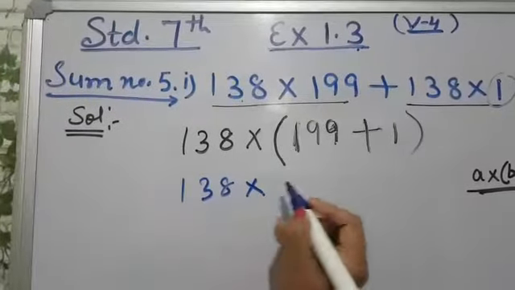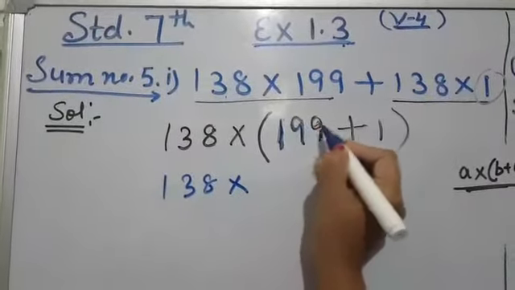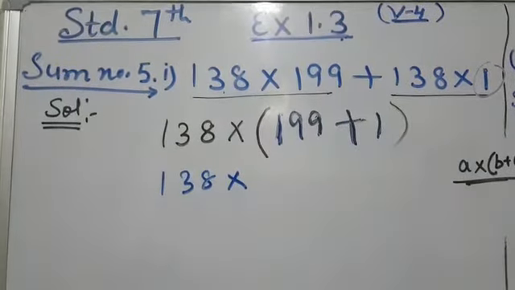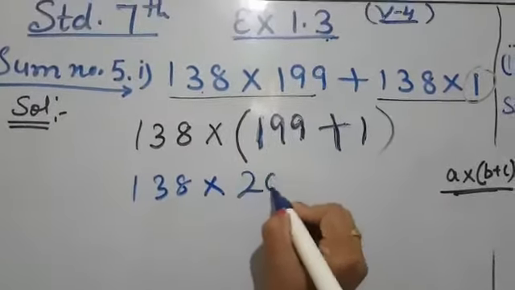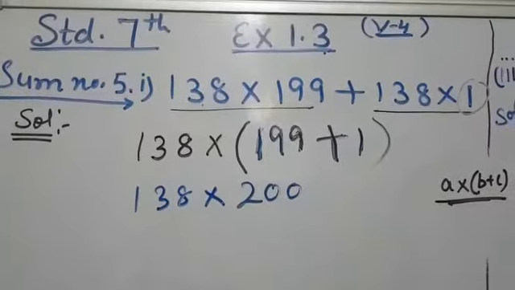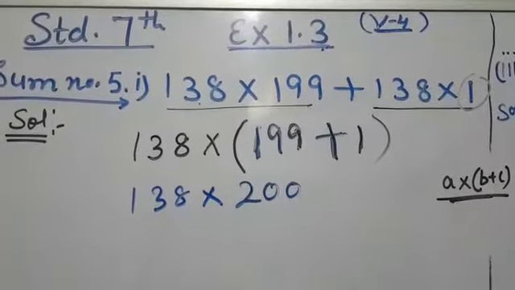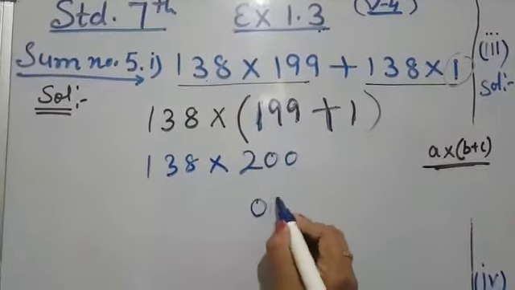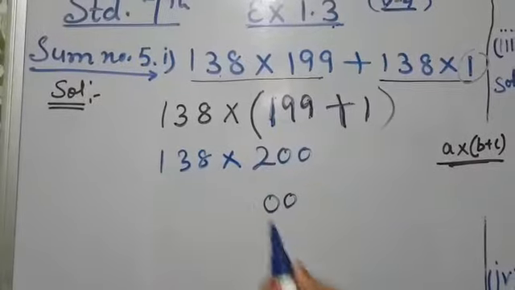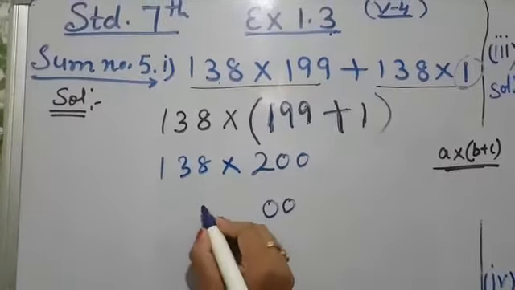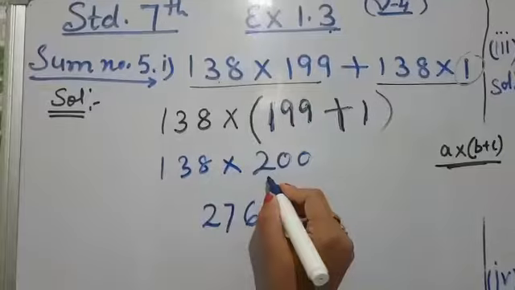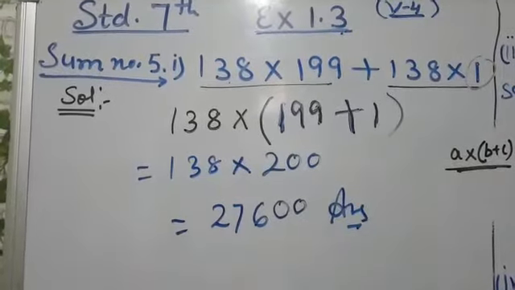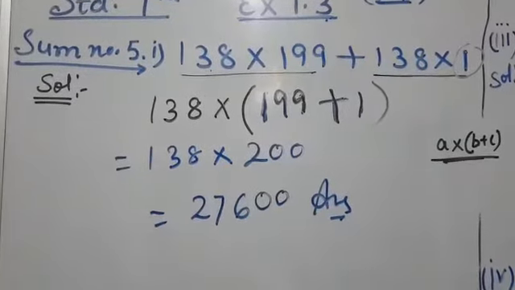138 multiply, I will solve the bracket, which is 199 plus 1. 199 plus 1 will give you 200. Okay. So 138 multiply 200, and the answer will be: 2 zeros as it is, and 2 multiplied by 138 will give you 276. This will be my answer. Using distributive property, you have found the answer of the first sum.